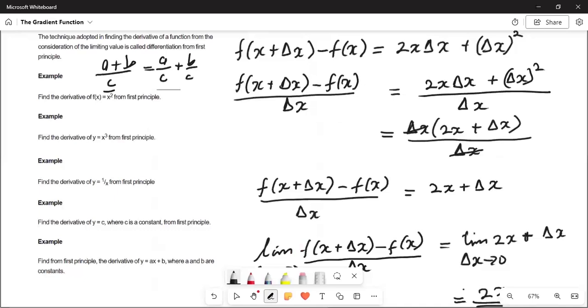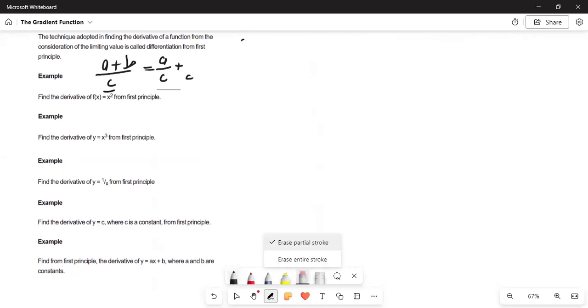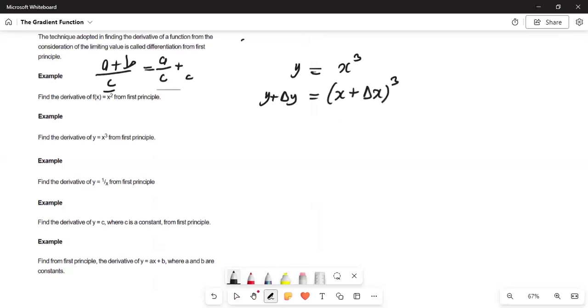You say find the derivative of y equal to x to the power of 3 from first principle. Let's make some room on the board. Work on that. So if y is x to the power of 3, what will be y plus delta y? Y plus delta y will be x plus delta x to the power of 3.